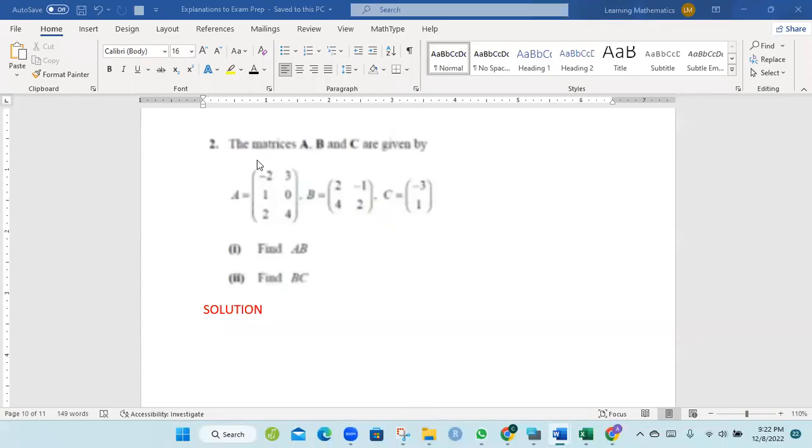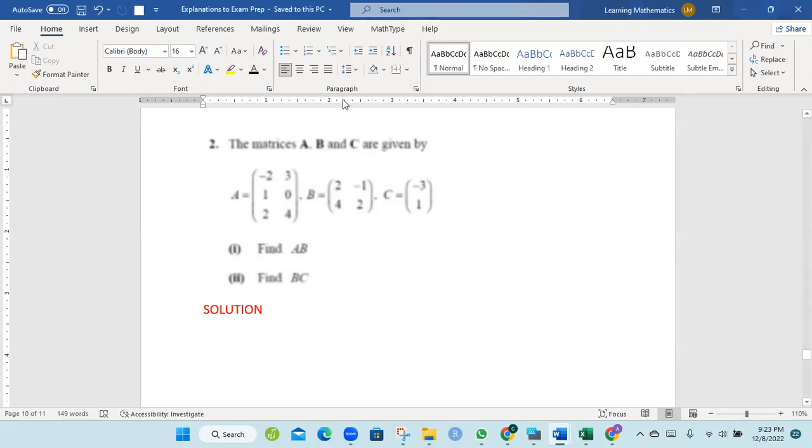This question says matrices A, B, and C are given by, so we have A, B, and C. A is 3 by 2, 3 rows and 2 columns. B is a 2 by 2, 2 rows and 2 columns. C is 2 by 1, 2 rows and 1 column. So for part 1, we have to find what is A times B, multiplication of matrices.